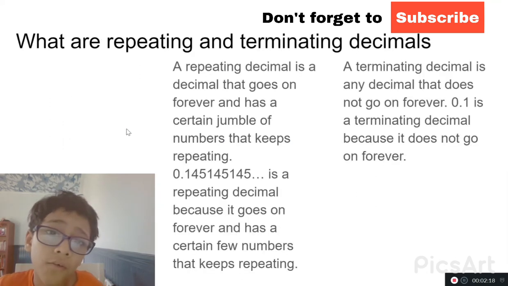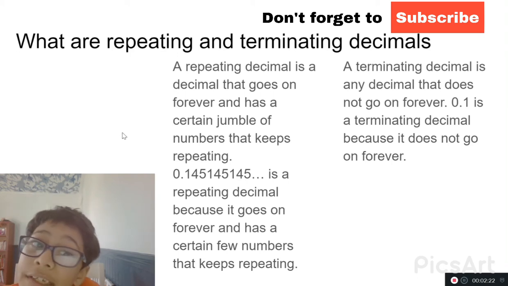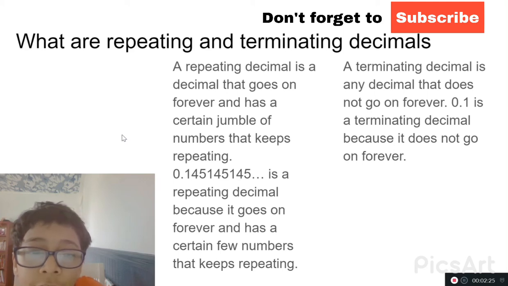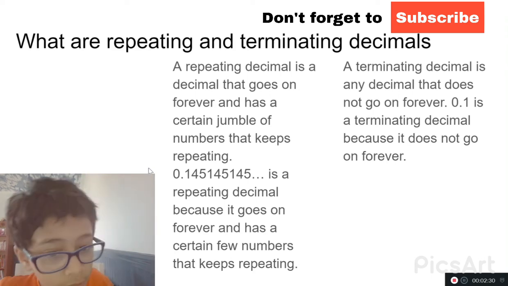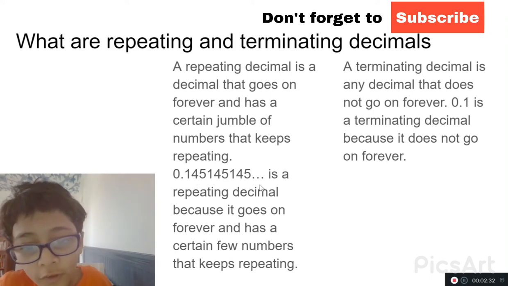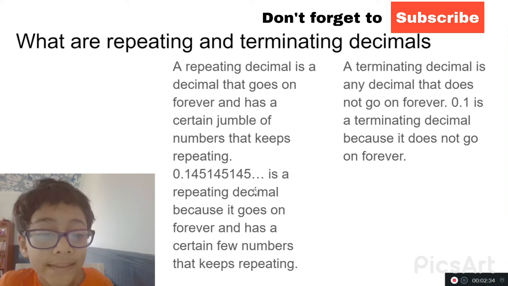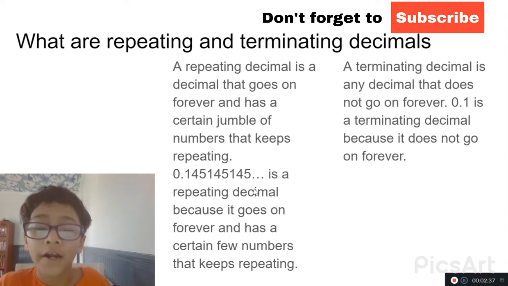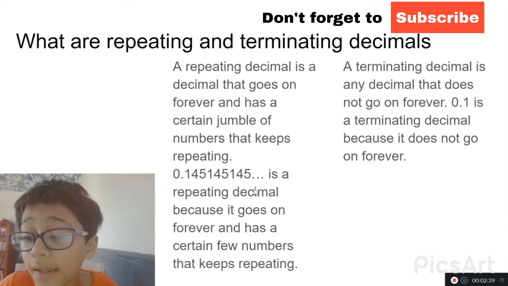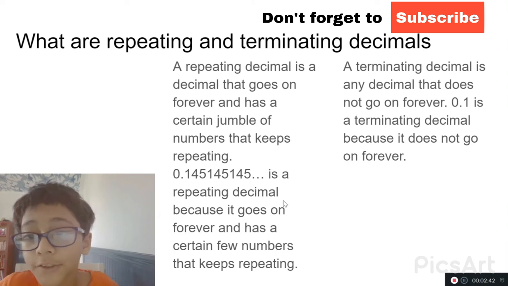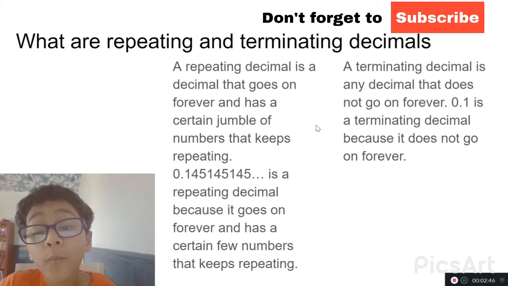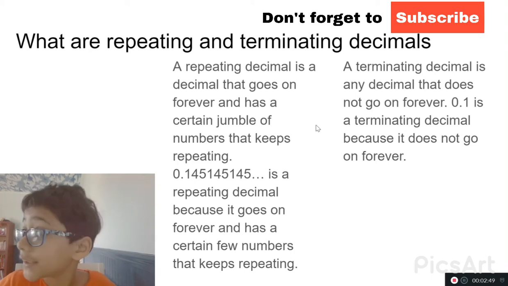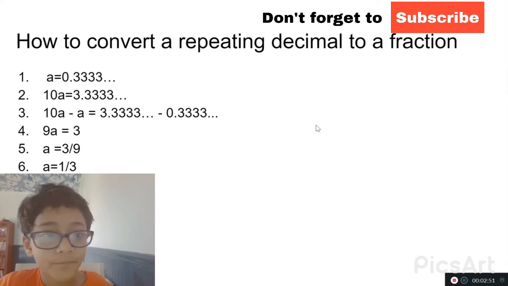Now, what are repeating and terminating decimals? Well, a repeating decimal is any decimal that goes on forever and has a certain jumble of numbers that keeps repeating. 0.145145, so on and so on, is a repeating decimal because it goes on forever and has a certain few numbers that keep on repeating. A terminating decimal is any decimal that does not go on forever. 0.1 is a terminating decimal because it does not go on forever.